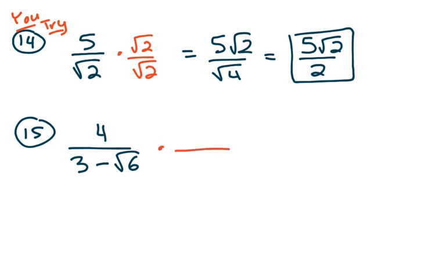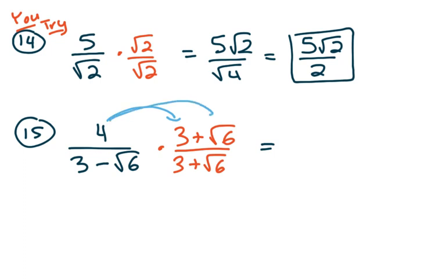So the conjugate of 3 minus the square root of 6 will be 3 plus the square root of 6. The conjugate's just the opposite sign between them. So if I multiply that by the bottom, I've got to do that to the top as well. So now I'll multiply these together, and I need to make sure I distribute. So on the top, I'll distribute the 4 to each. So 4 times 3 is 12. And 4 times the square root of 6 is 4 square roots of 6.